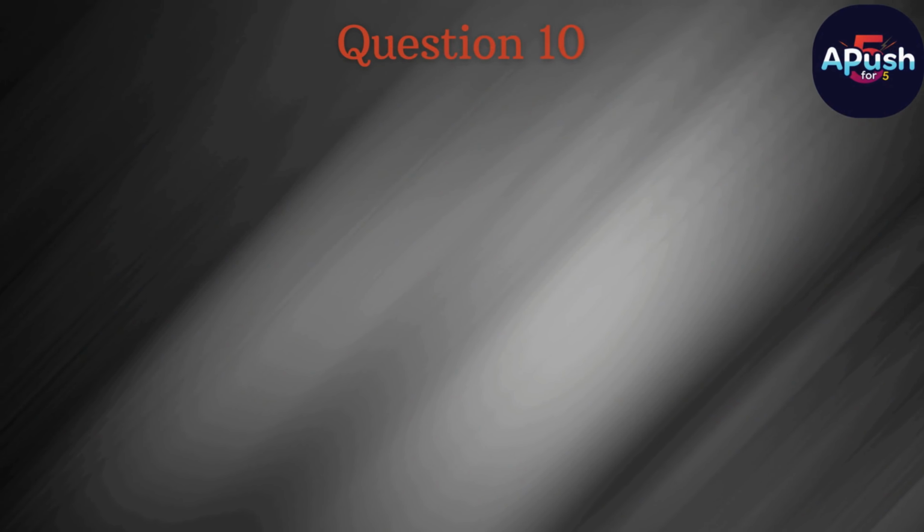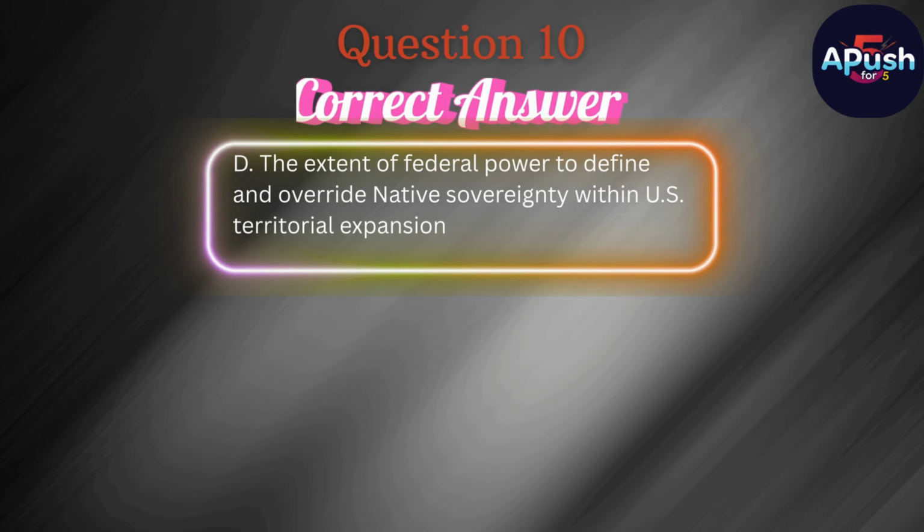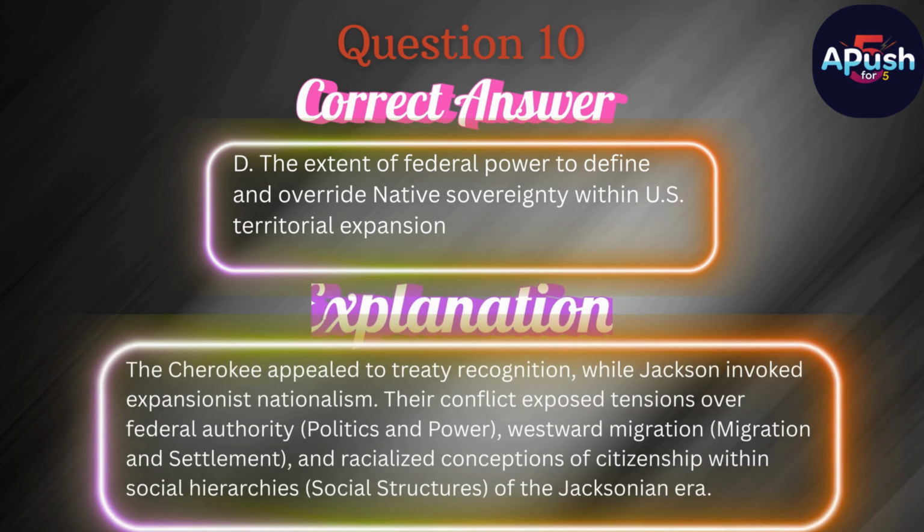The correct answer is D. The extent of federal power to define and override native sovereignty within U.S. territorial expansion. The Cherokee appealed to treaty recognition, while Jackson invoked expansionist nationalism. Their conflict exposed tensions over federal authority, politics and power, westward migration, migration and settlement, and racialized conceptions of citizenship within the social hierarchies, the social structures of the Jacksonian era.